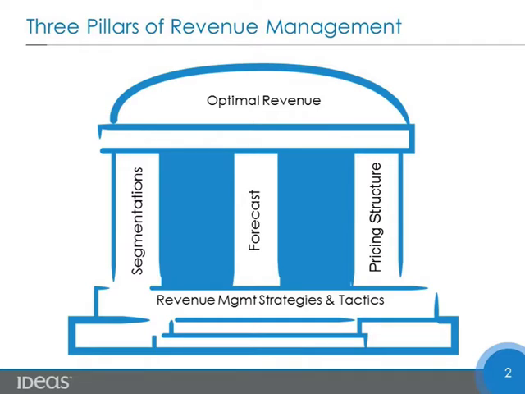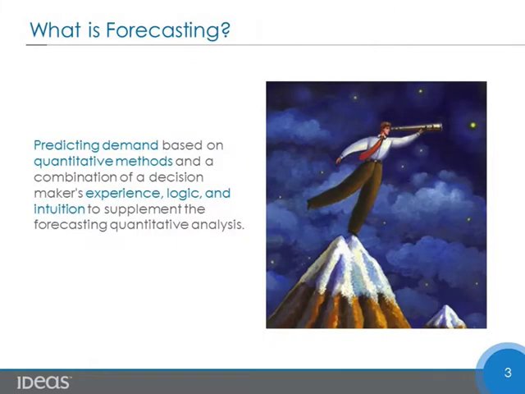I always talk about the foundation of revenue management: segmentation, forecast, and pricing. Revenue managers develop strategic and tactical decisions based on these three pillars, and the goal of revenue management is to optimize revenue, and we do not leave money on the table. Let's begin by looking at what is forecast.